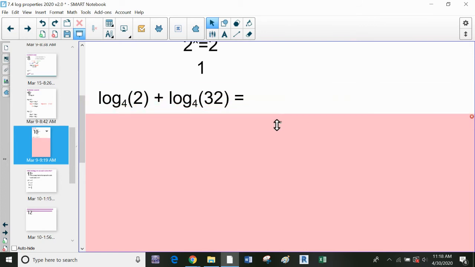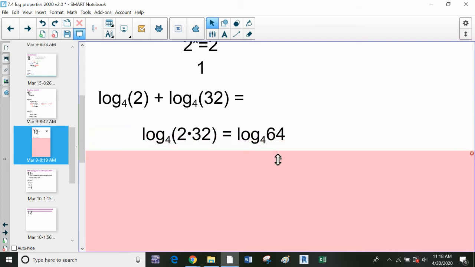How about this one? Log base 4 of 2 plus log base 4 of 32. First thing I notice, same bases, so I can combine them. It's a plus. That means you multiply the arguments to bring them together in a single log expression. So this becomes log base 4 of 2 times 32. So I took this 2 and that 32, and I multiplied them together. That becomes log base 4 of 64. Now you've combined it to a single log expression. So definitely get points for that.